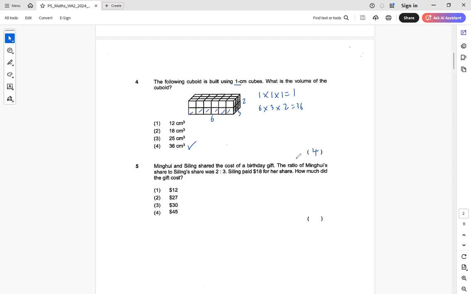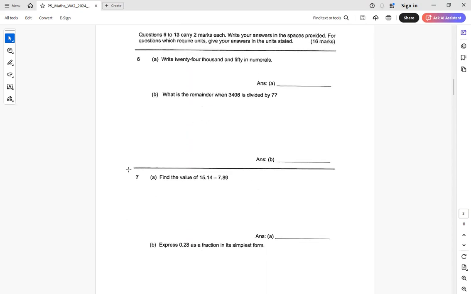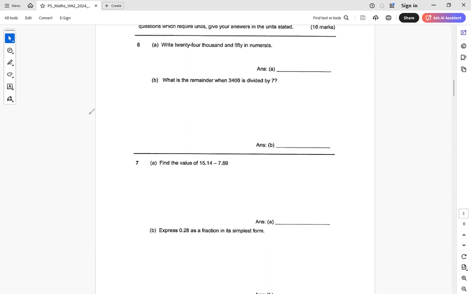Okay, so question 5, it's a ratio question, so I'll skip this question. Okay, then we can move on already. Okay, let's do question 6.